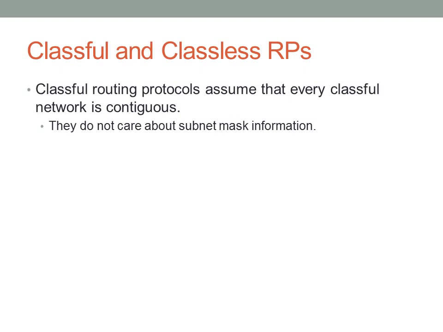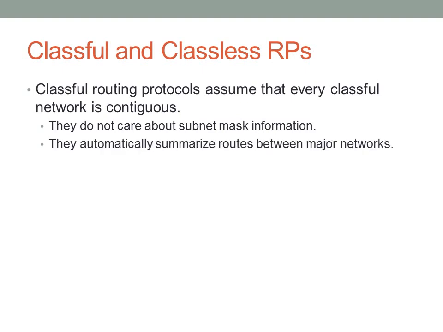They don't care about subnet mask information. They rely strictly on the information received about the major network, and they automatically summarize routes between major networks. So rather than saying that these subnets exist, they will say that this single major network exists. RIP version 1 is considered a classful routing protocol, and it's the only classful protocol we'll talk about.